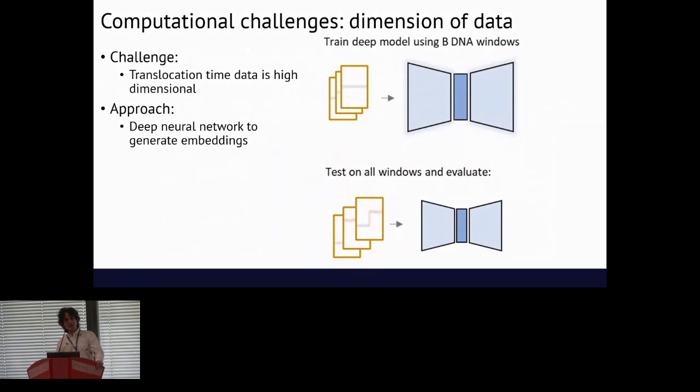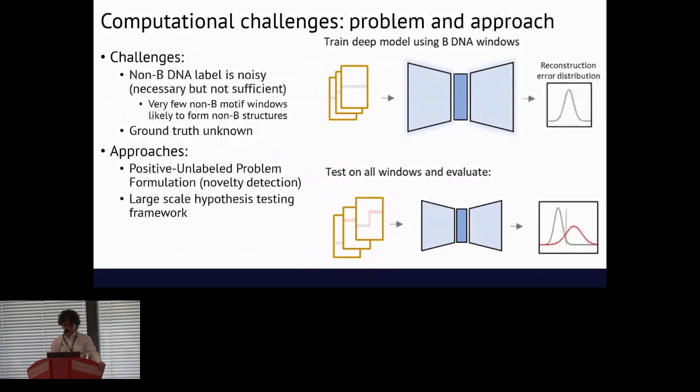The second challenge is translocation time data is quite high dimensional: 100 dimensional or 200 dimensional, depending on what we're looking at. We briefly tried autoregressive models, but there wasn't too much autocorrelation. So we stuck with a deep learning model instead, basically to embed this high dimensional data into a lower dimensional space where it's a little bit easier to reason about or work with. If it's not obvious, we're going to be using autoencoders for that, but a very specific type of autoencoder.